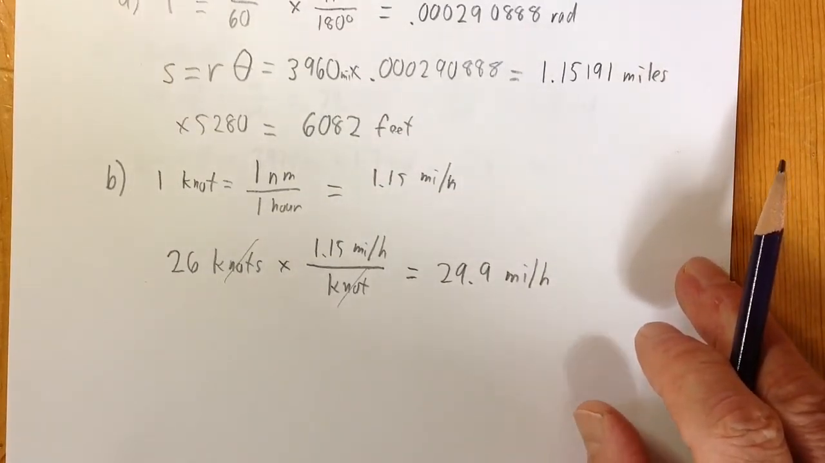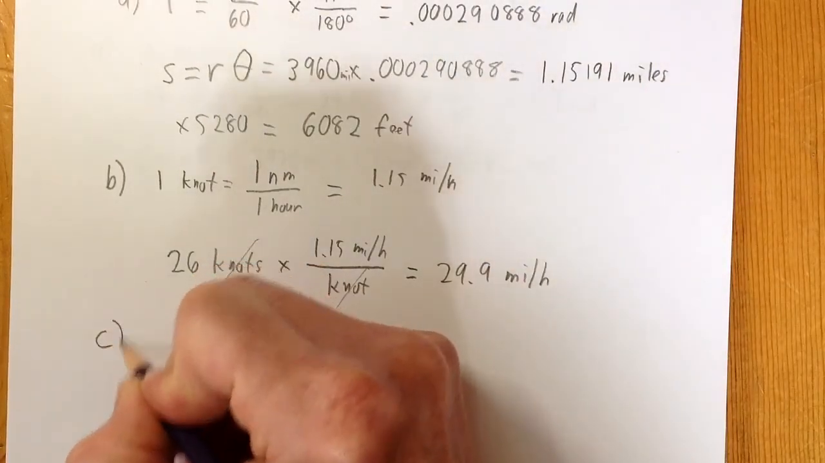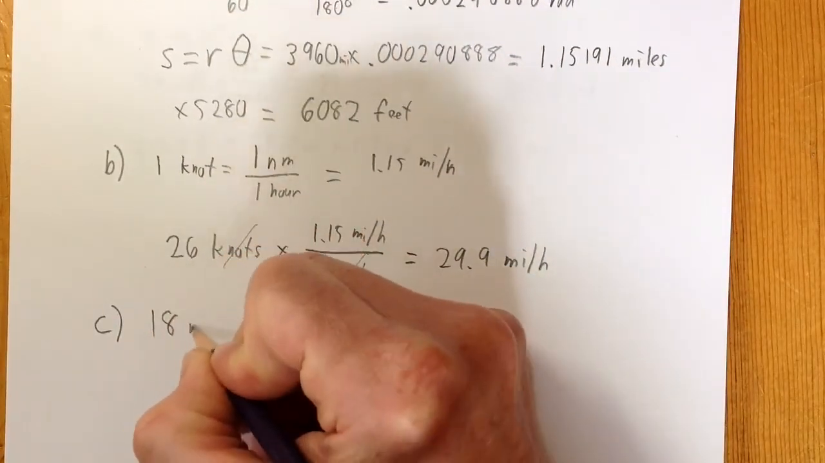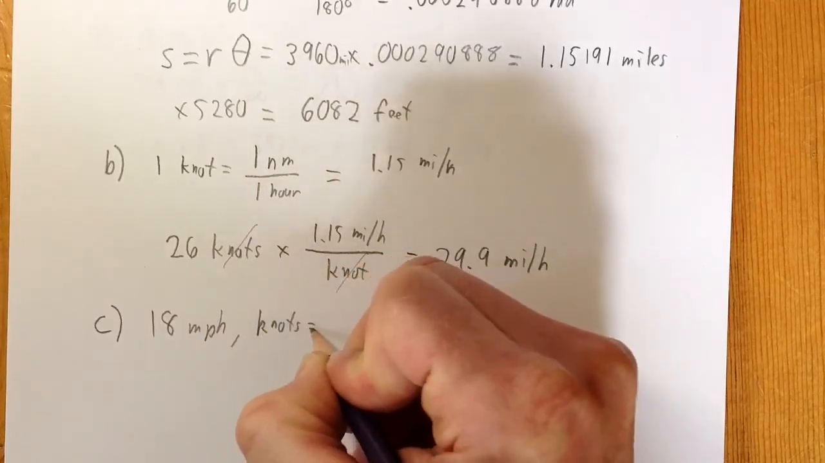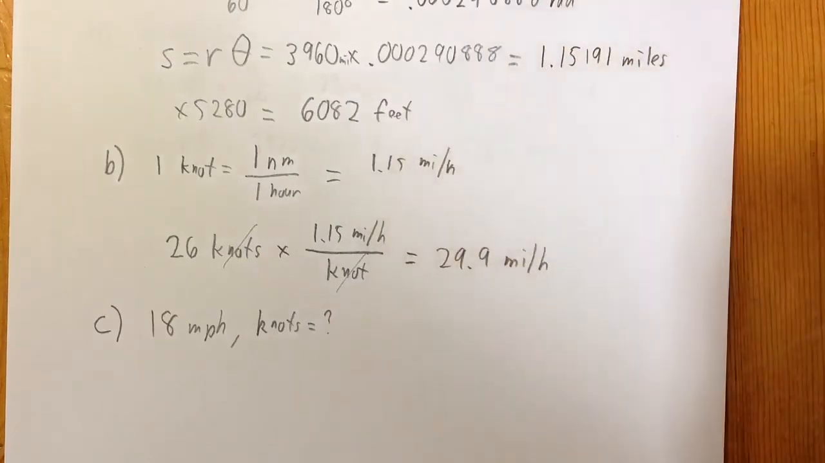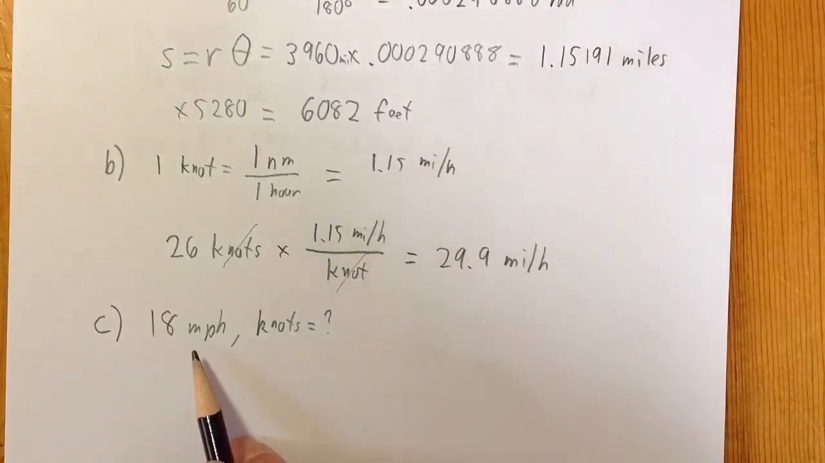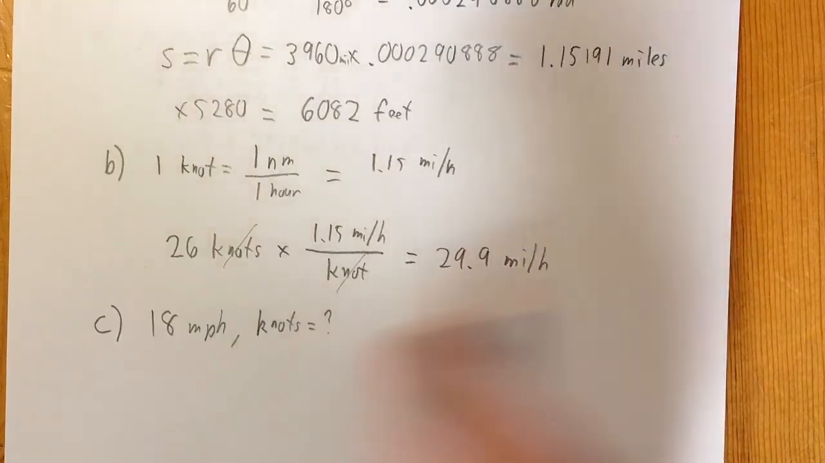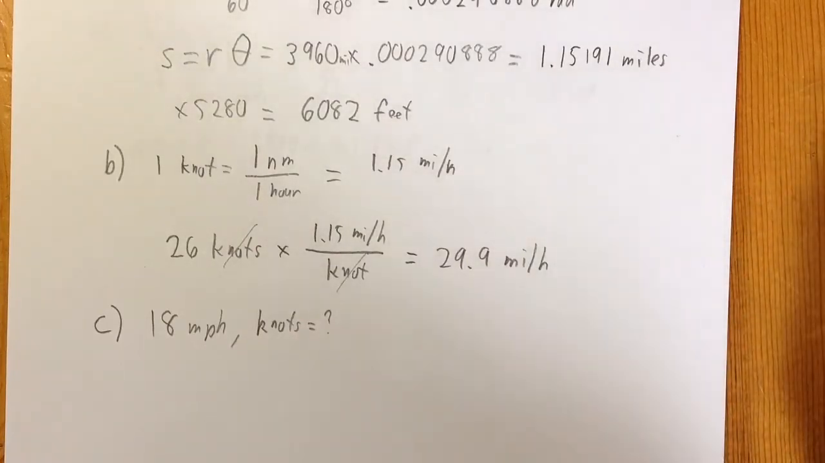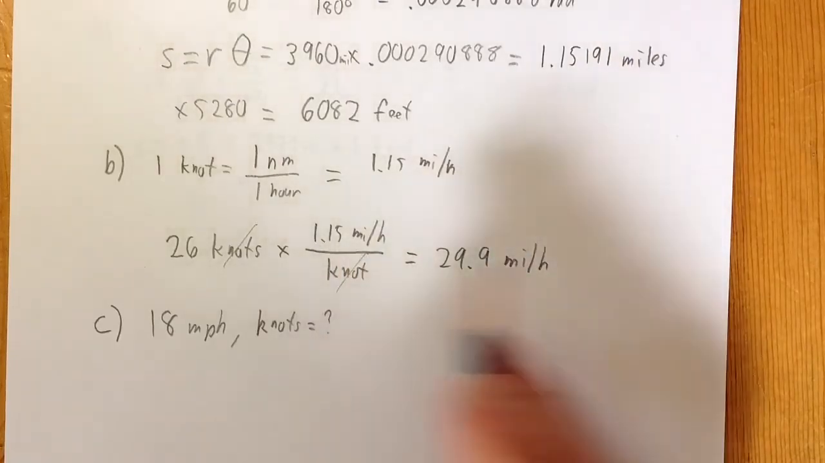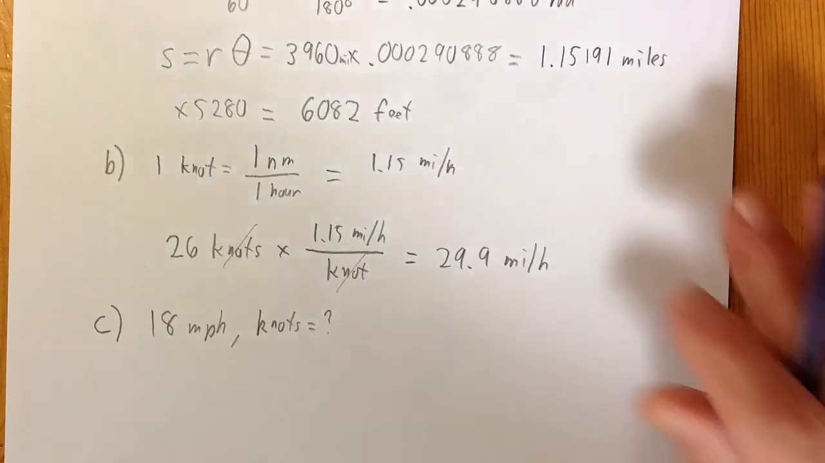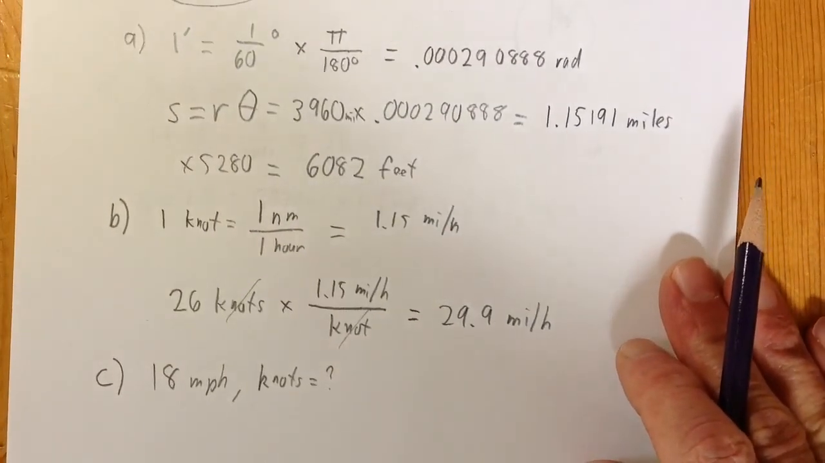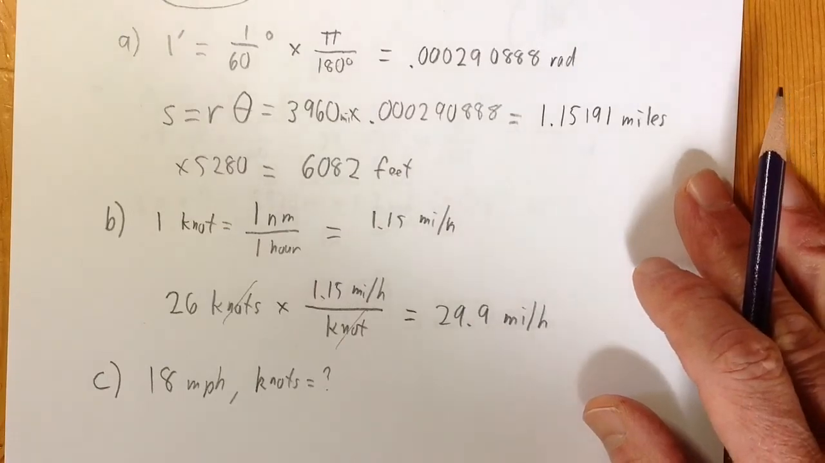Okay, so now, part C, they say if you're going 18 miles per hour, how many knots is that going to be? So you just use the same conversion factor, but you divide by 1.15 because you know you're going to get a smaller number because knots are faster. So if you're going 18 miles per hour, you're probably going to be going like 15 knots or something. So you can do that. The conversion factor is 1.15, and then you just convert. So that's the whole knots and miles thing, and they still use those units, which I find pretty crazy.